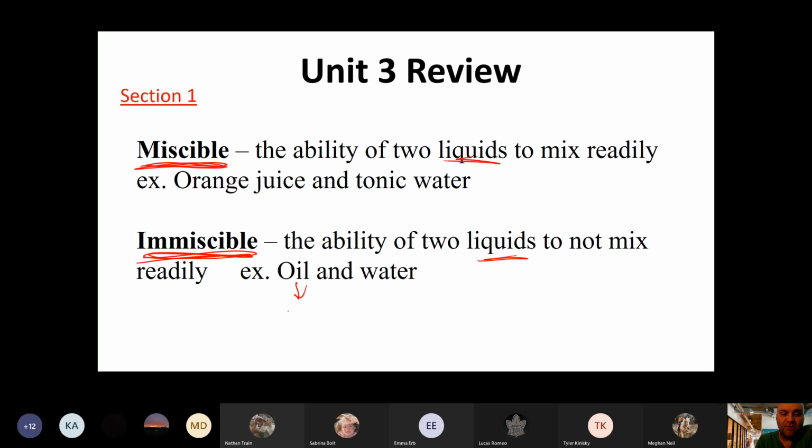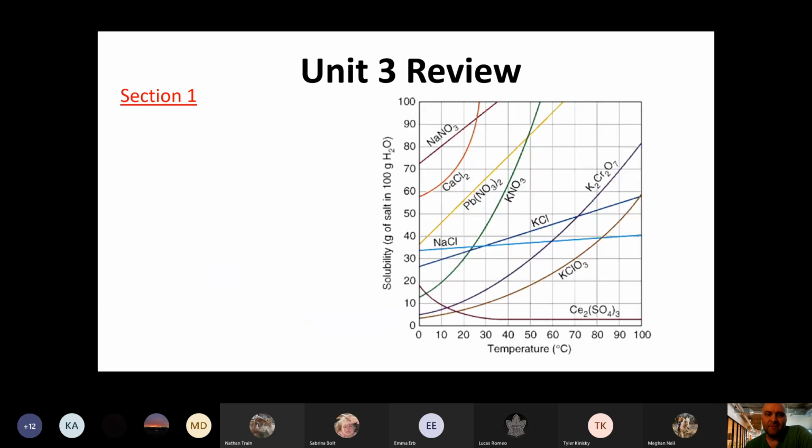Later on we learned that oil was a nonpolar molecule, and water was polar, and so they did not mix. But that was in the next section.